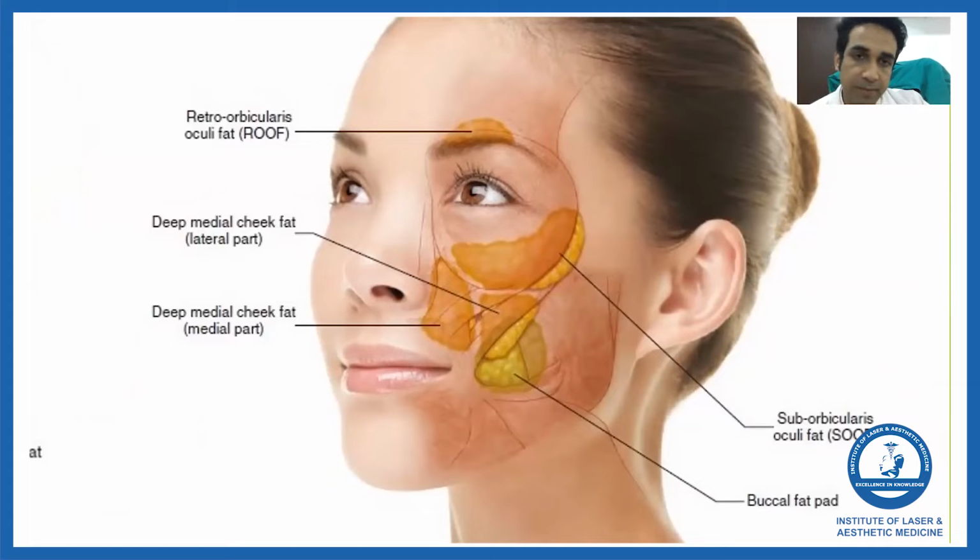Retroorbicularis oculi. What does it mean? That means underneath the muscle, right? So underneath the muscle, there is a fat which is called retroorbicularis oculi fat. Then again, talking about the orbit, there is a suborbicularis oculi fat right here.